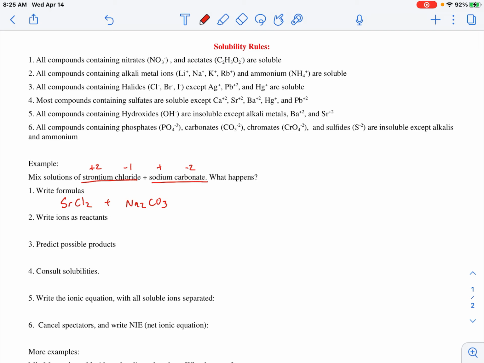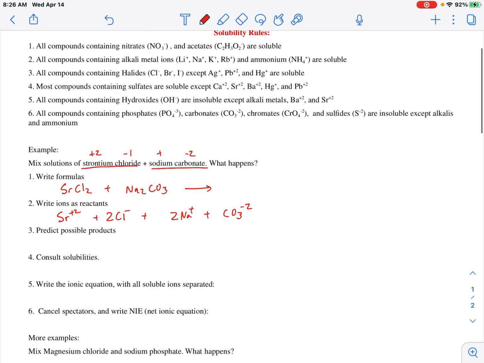So these two are going to combine. We're going to write the ions as reactants. So here's my strontium. I have 2 chlorides. I have 2 sodium ions. Remember that we don't write ions diatomically, right? Whenever we are dealing with ions, they are to be separated.